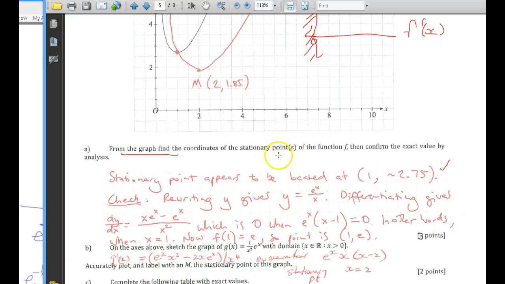Then check the coordinates of the stationary points of the function and confirm the exact value. When I read exact value, if there is an irrational number like e, I have to leave the e there. I don't use my calculator to evaluate it as 2.1. All right. So to check it, we've got the equation y equals e^x on x, and we differentiate it. I'll assume, both of you, are you confident with the quotient rule? Excellent. So you differentiate it using the quotient rule, and you get this formula.